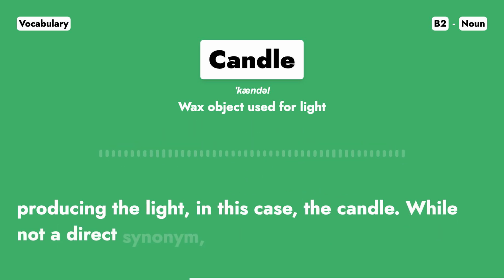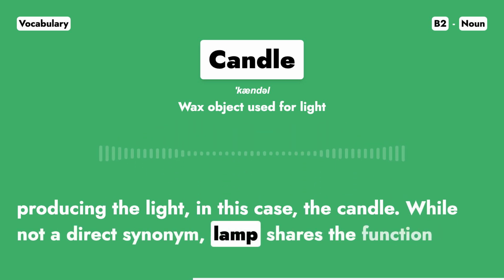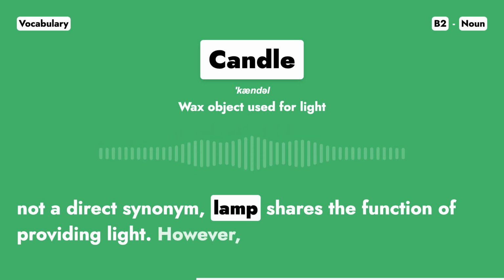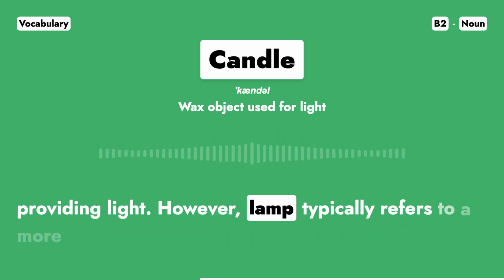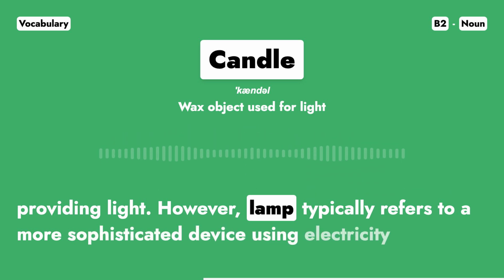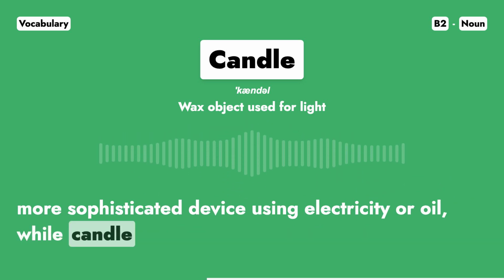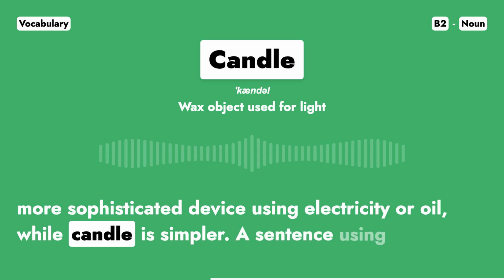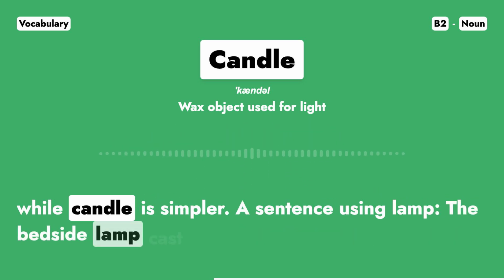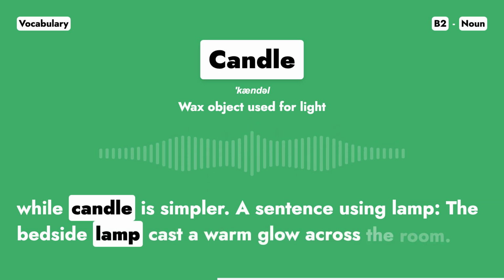While not a direct synonym, lamp shares the function of providing light. However, lamp typically refers to a more sophisticated device using electricity or oil, while candle is simpler. A sentence using lamp: the bedside lamp cast a warm glow across the room.